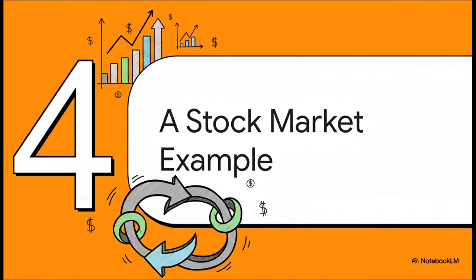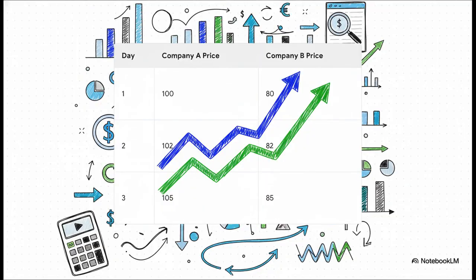We're going to use a simple, real-world example from the stock market to see how all three of these concepts, covariance, correlation, and causation, work together. So imagine we're financial analysts, and we're looking at the stock prices for two tech companies. Just by glancing at the numbers, you can kind of see that as company A's price goes up, company B's seems to be tagging right along with it. But let's run the numbers and see what they really tell us.